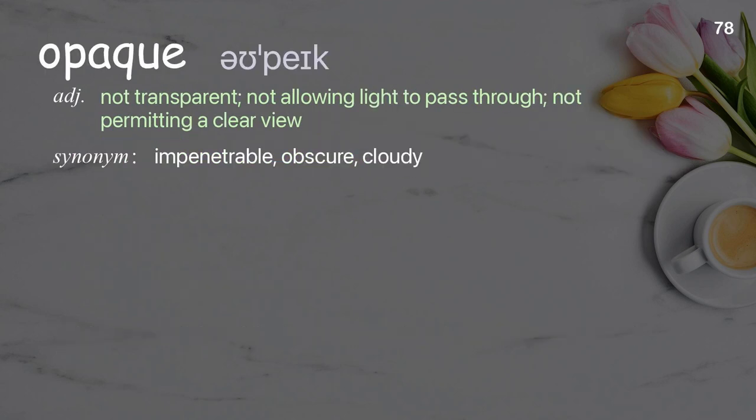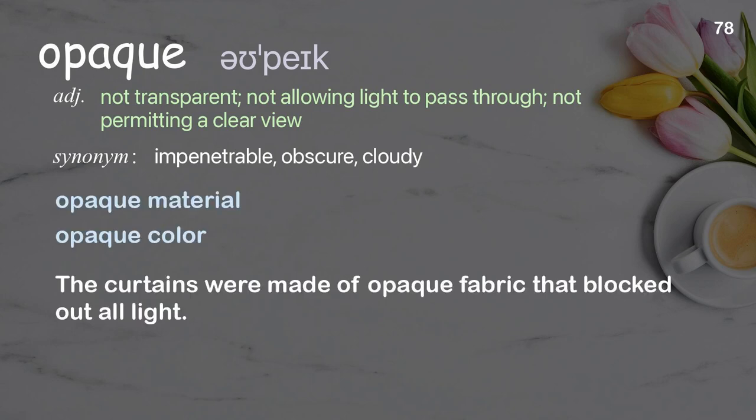Opaque: not transparent, not allowing light to pass through, not permitting a clear view. Examples: opaque material, opaque color. The curtains were made of opaque fabric that blocked out all light.